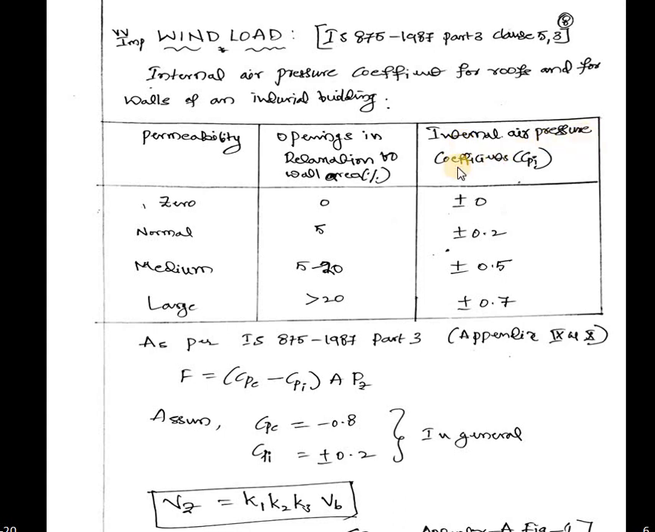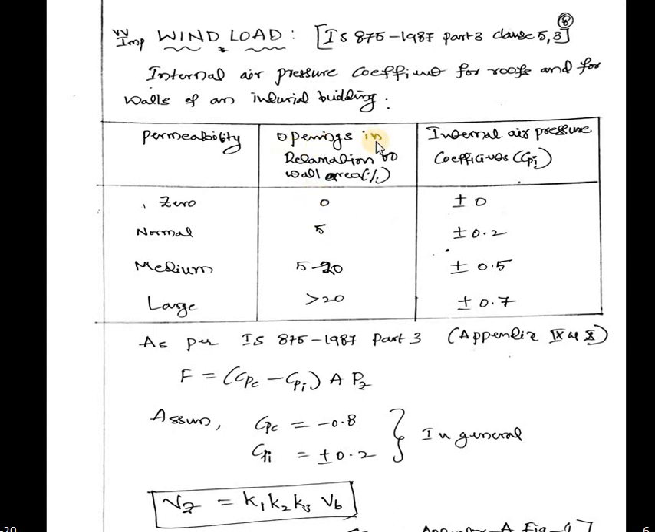Internal air pressure coefficient Cpi, this is important actually. Why? Because without knowing this value, it is highly impossible to calculate Vz. Now, permeability: openings in relation to wall area in terms of percentage, and internal air pressure coefficient Cpi. Now if permeability is zero, normal, medium or large, how can we decide? Based on this percentage we will mention it. Otherwise you can calculate this.